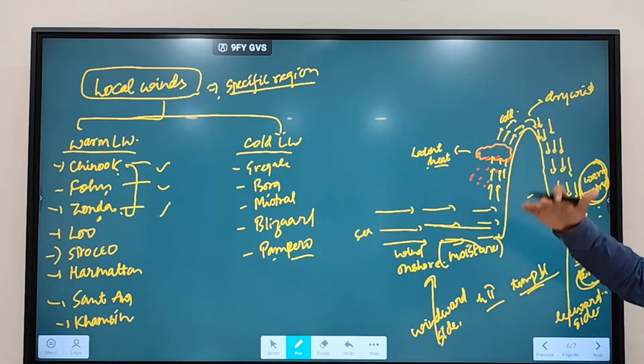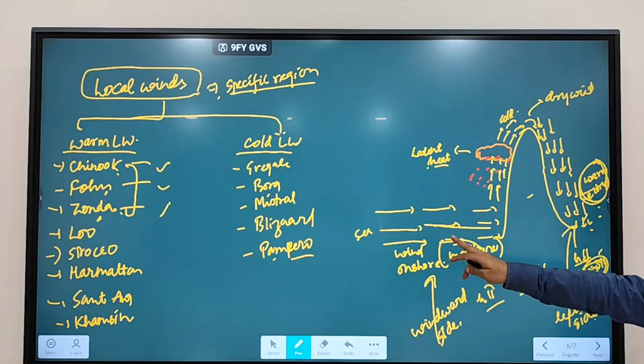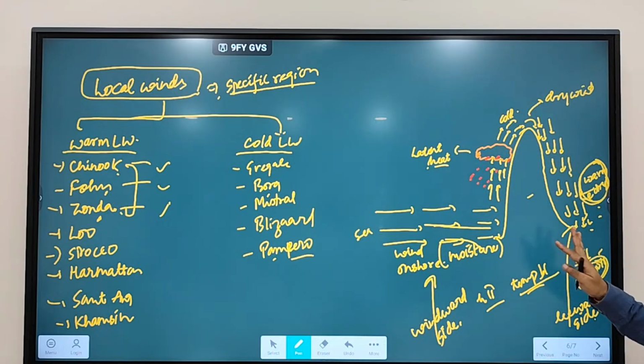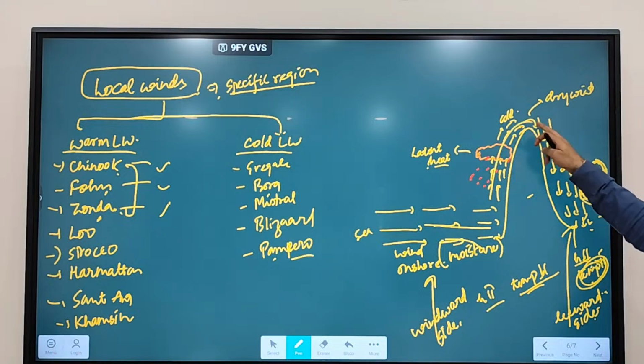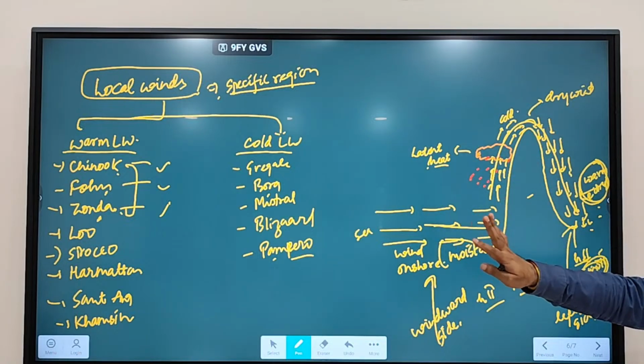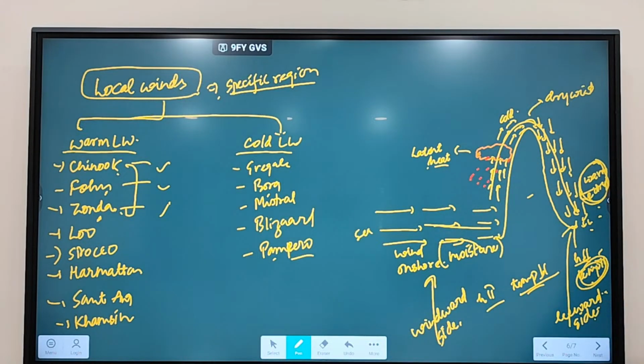Sometimes, due to shifting of the pressure belt, the wind direction will change, and as a result, this wind may not form. Clear? They will form only in these areas. That's why they are referred to as Chinook, Foehn and Zonda. Local names are being given. Fine.